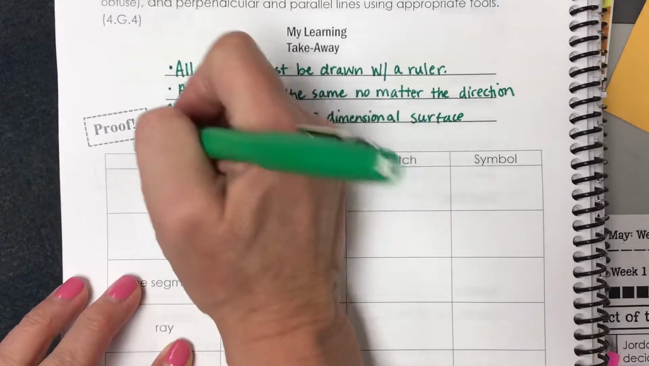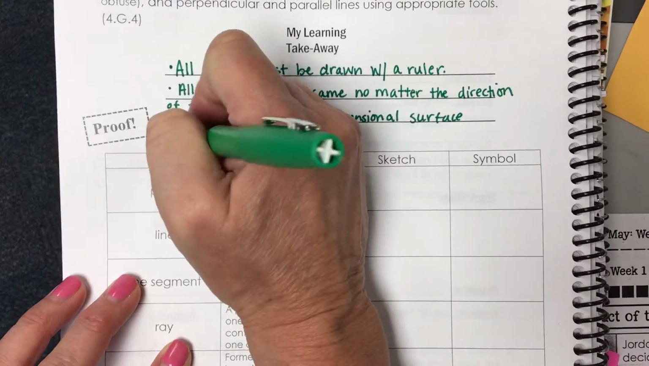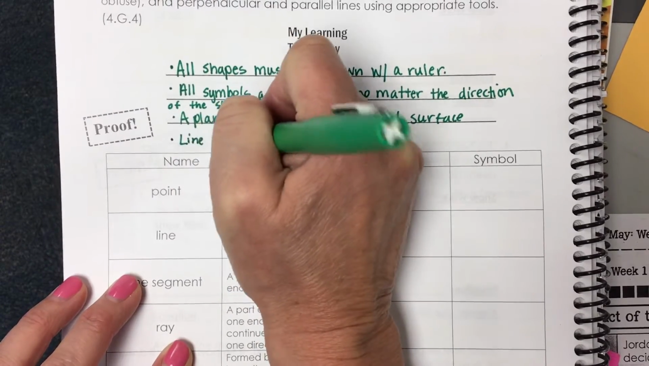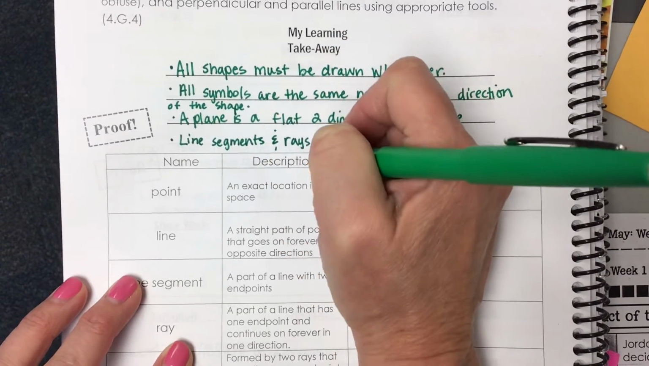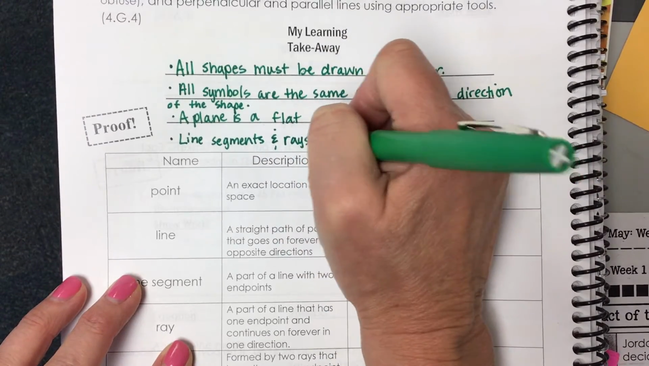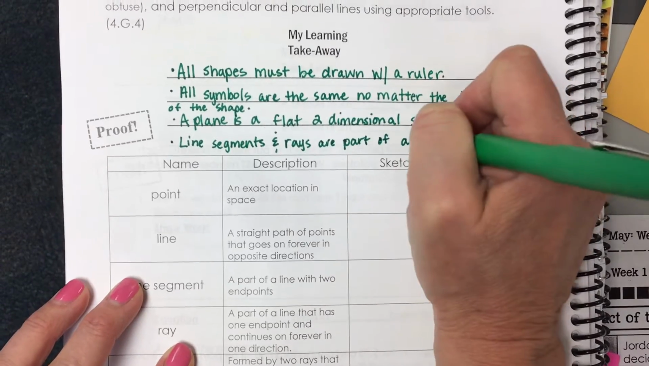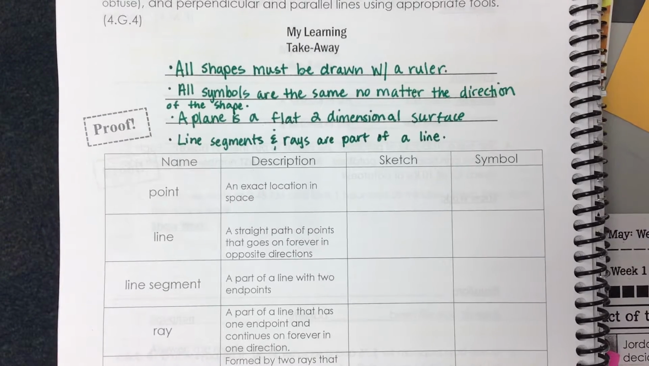And then the last one that you need to know is line segments and rays. Line segments and rays are part of a line.